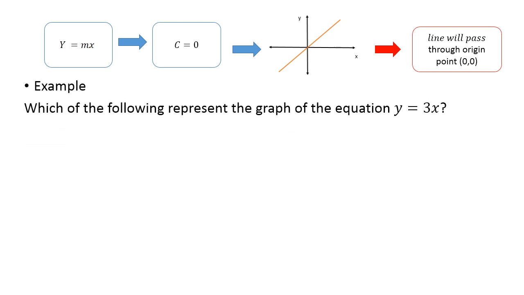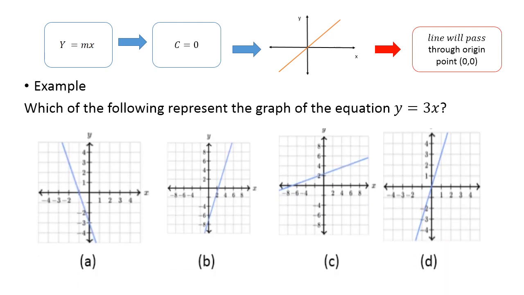Which of the following represents the graph of the equation y equals 3x? It gives us four graphs. Here the equation is without the constant c, so we are looking for a line passing through the origin point. It's not the first answer or the second or the third, it is the fourth answer.